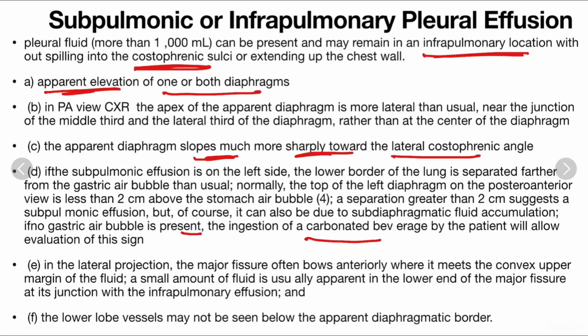In lateral projection, the major fissure often goes anteriorly, where it meets the convex upper margin of the fluid. A small amount of fluid is usually apparent in the lower end of the major fissure at its junction with the infrapulmonary effusion, and the lower lobe vessels may not be seen below the apparent diaphragmatic border. So if there is subpulmonic effusion, then the vessels in the inferior lobe will not be visible. So these are five or six signs.